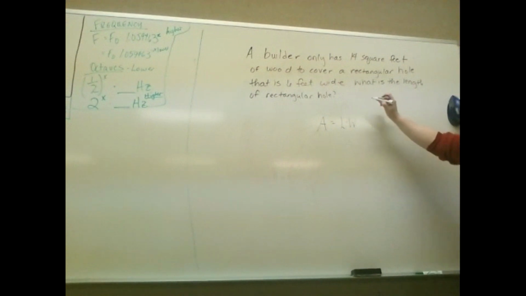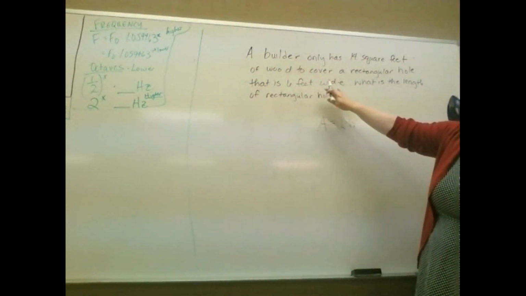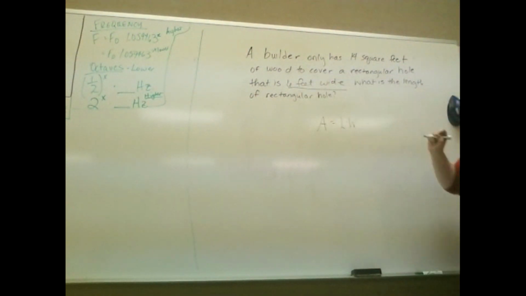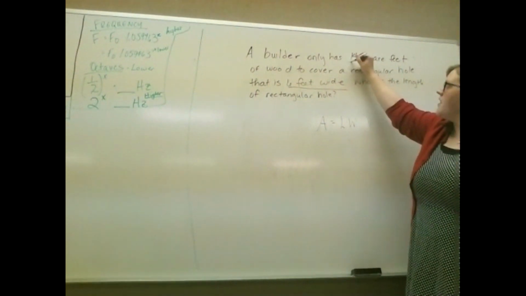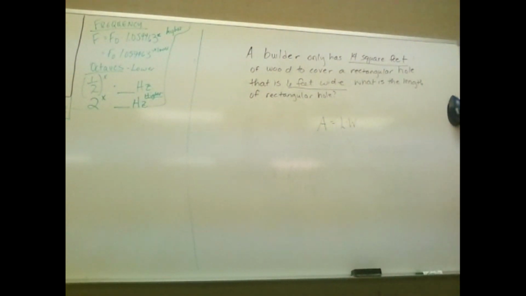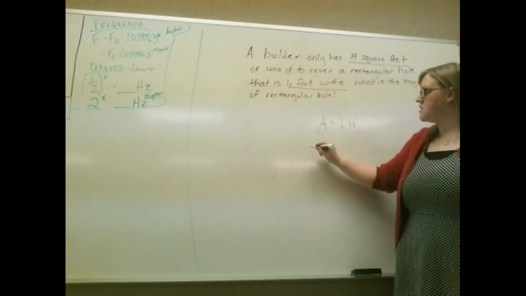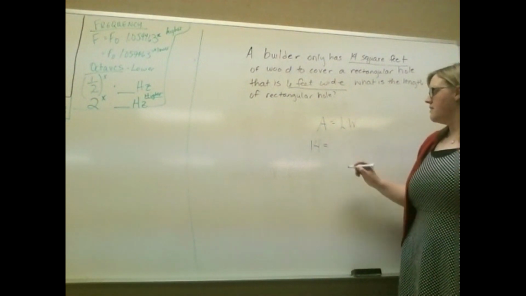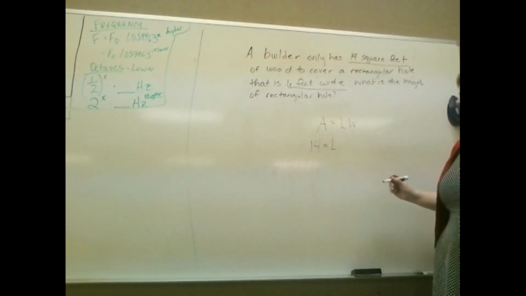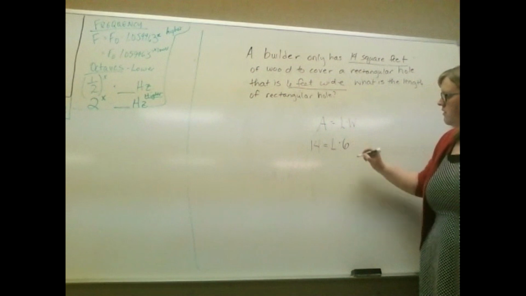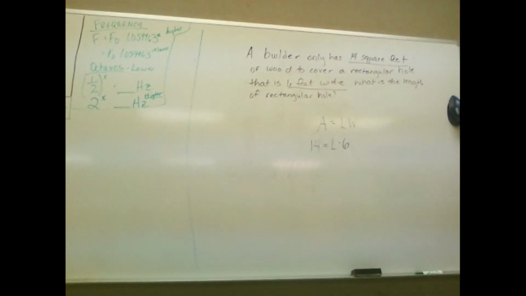They tell us the width is 6 feet, and they tell us that overall the area has to be 14 square feet. So I'm going to plug in 14 square feet for A, and I'm just going to put 14. We don't know what L is, but we do know that our width is 6. We have 14 equals L times 6. Now we want to solve for L.